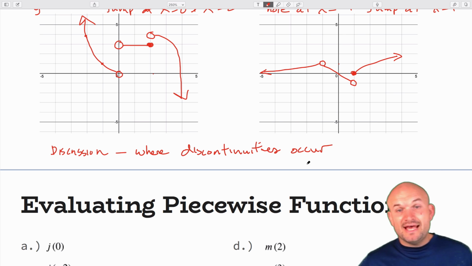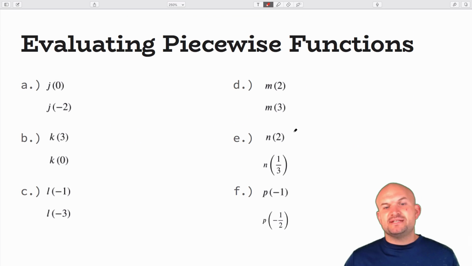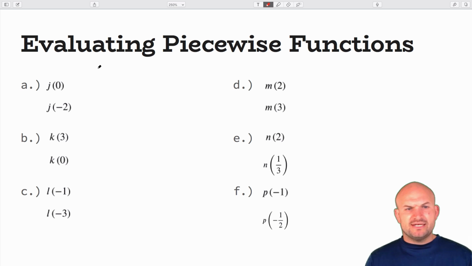Okay, all right, and then the last piece, one of the things I really wanted to drive home with students, was evaluating the piecewise functions, because this one gets students a lot. They get very confused on how to find the value of a function. And it's really not trying to trick you here.